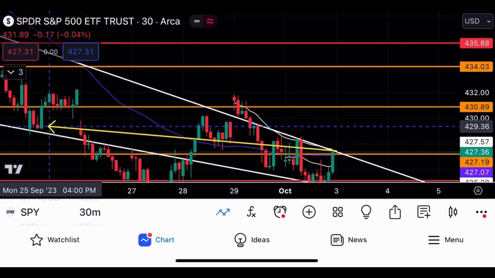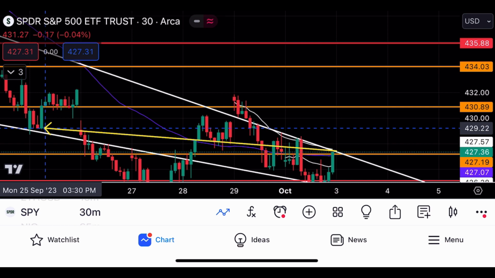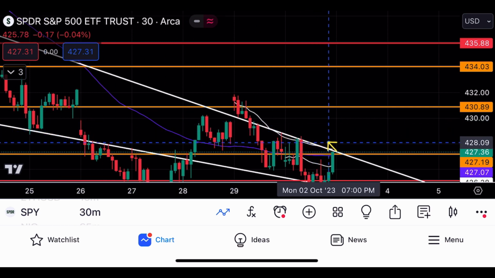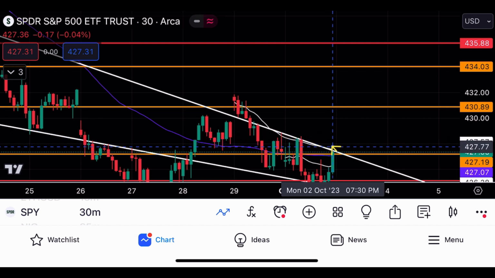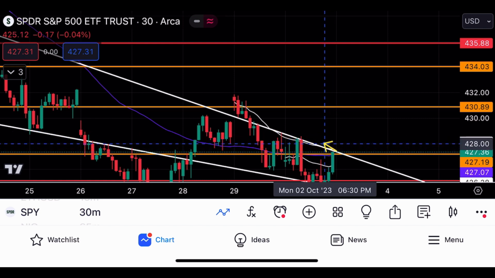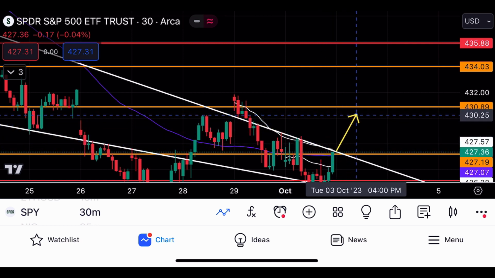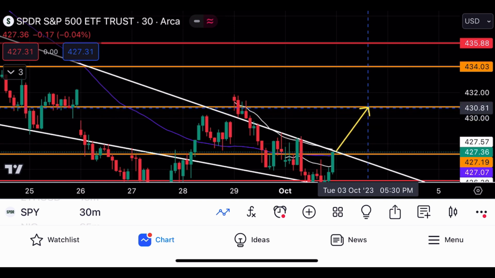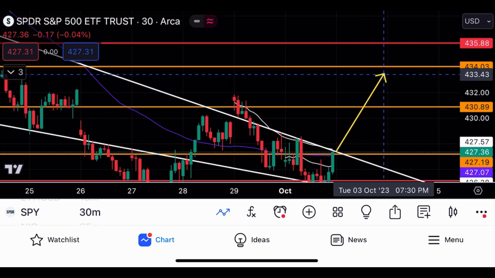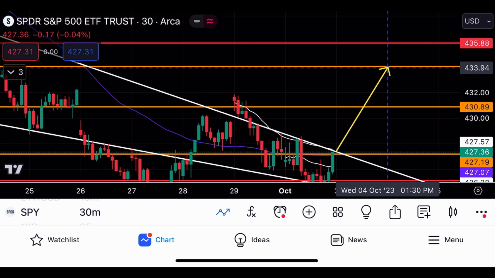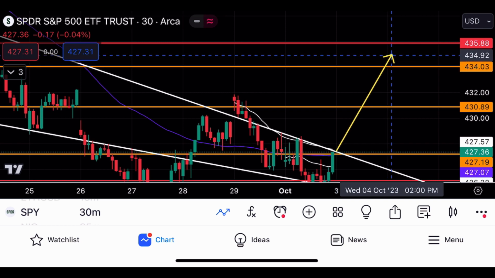Then we got to make sure that we watch out for this resistance area right here though. 429.20 is an area right there that we could possibly reject. And that's probably what we will reject before we bounce, if we was to bounce off that 427.20 area. So I'll look for that before we bounce off our trend line and then complete that cup and handle and go to 430.90, then 434, then the 435.90.